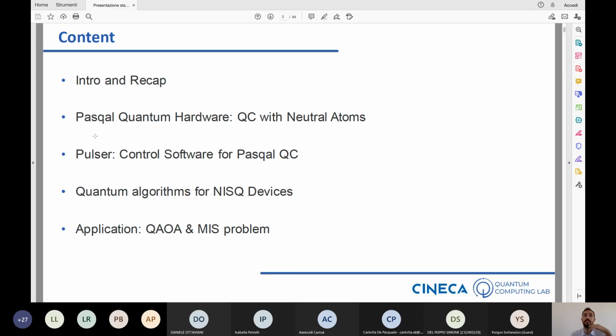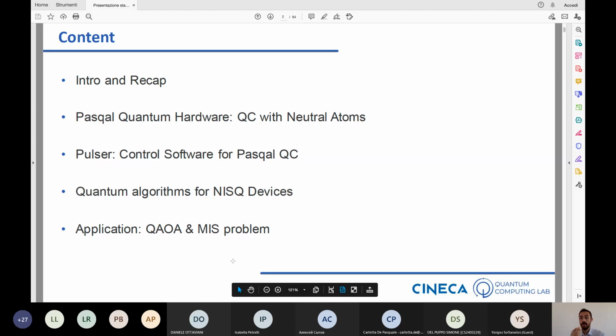There is this software called Pulsar. This is like Qiskit, but for neutral atoms quantum computation. Later we have the algorithm for NISQ devices, and then we also have an application using Pulsar. This quantum algorithm for NISQ devices is called QAOA, it is for optimization, and we're going to apply it using Pulsar to the maximum independent set problem.